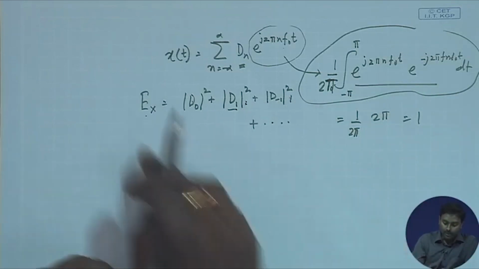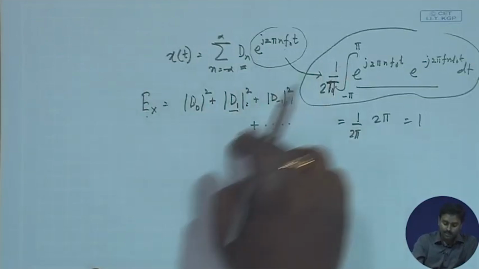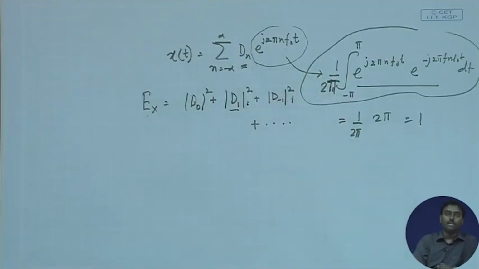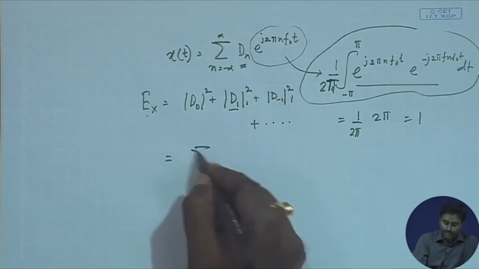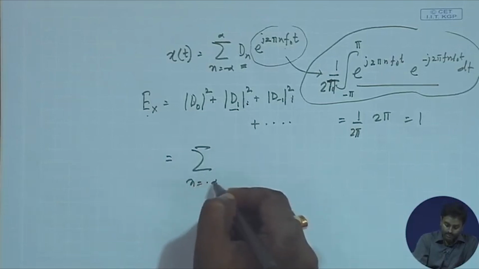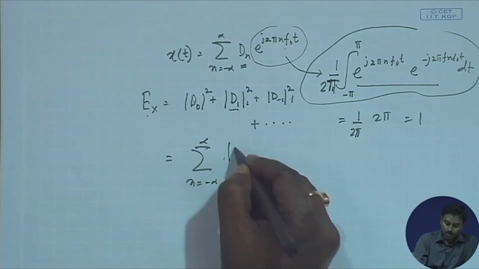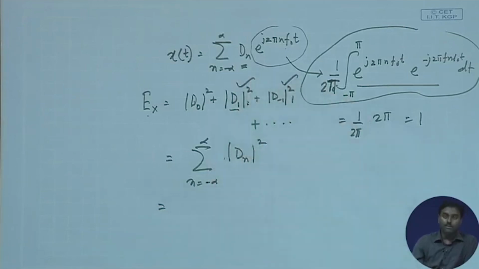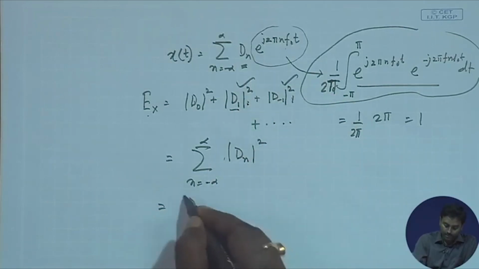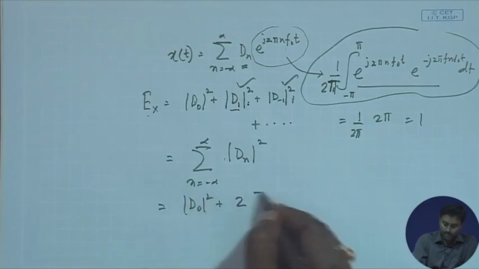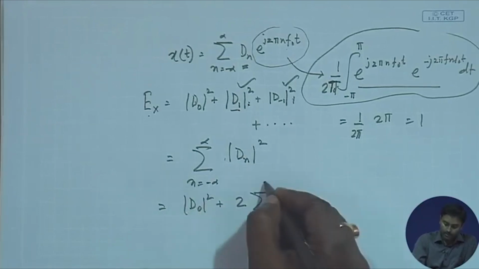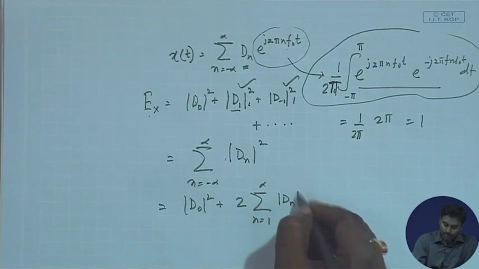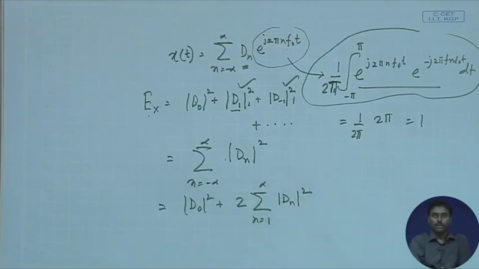So, what do we get? Overall energy is just the summation of these coefficients. I can either write it as the sum from n equal to minus infinity to plus infinity of mod Dn square, or, because I know these two are symmetric, I can write it as mod D0 square plus 2 into the sum from n going from 1 to infinity of mod Dn square. I can also write it this way. This is the famous Parseval's theorem.